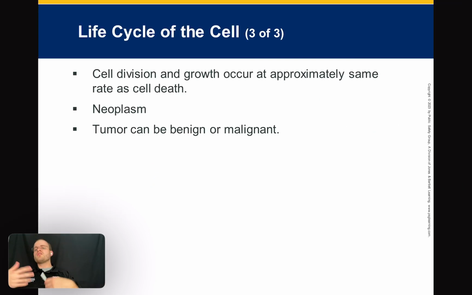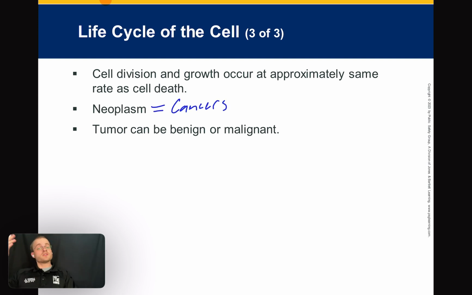Now, cell division should, as cells die, cells should be replaced, right? That's logical, right? If cells died at a really quick rate and we weren't replacing them, you would die. But occasionally we can have this scary medical word, the C word, not what you think, called cancer. And cancer can be called neoplasms, okay?